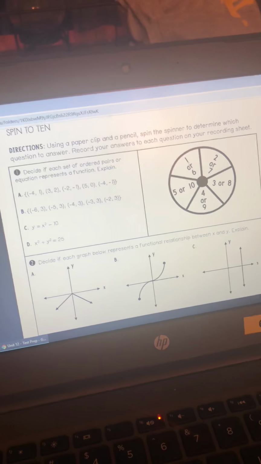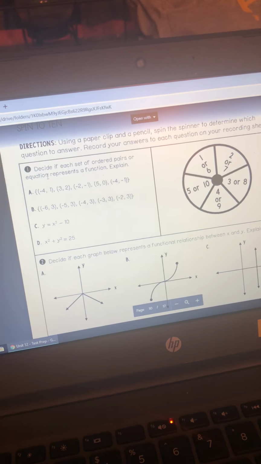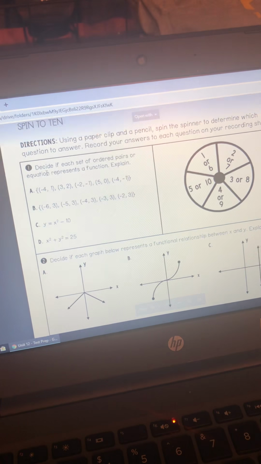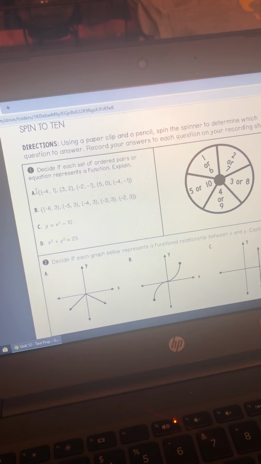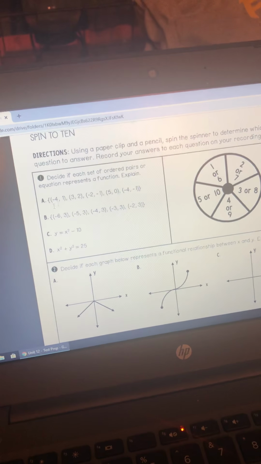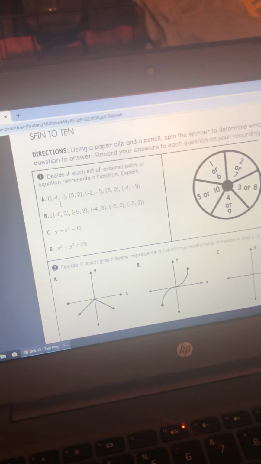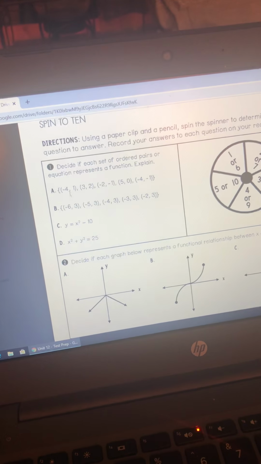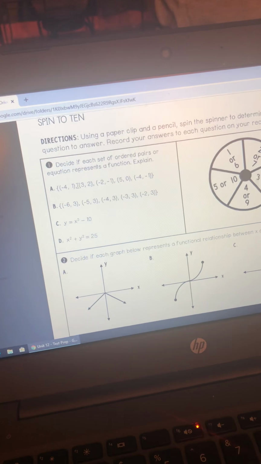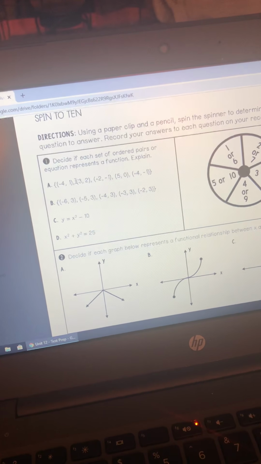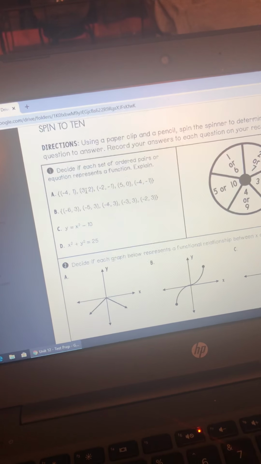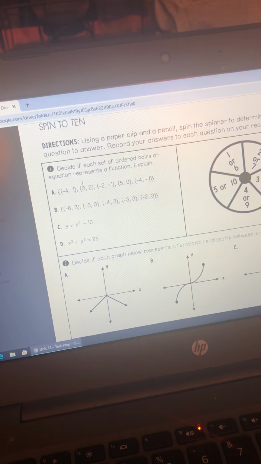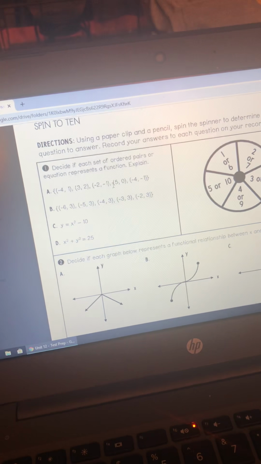But since we're not, if you look at question number 1, it says decide if each ordered pair or equation represents a function. It's not multiple choice, so you're doing each one. Remember, a function in regards to ordered pairs is every input has only one output. The little hint we gave you to check was that the x's do not repeat. Remember that that's a hint.